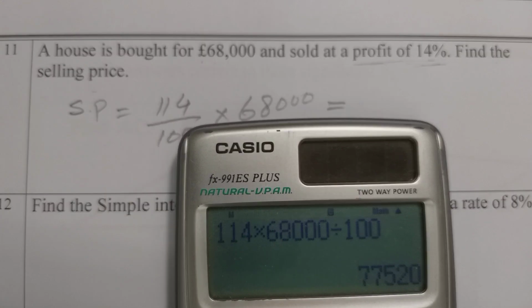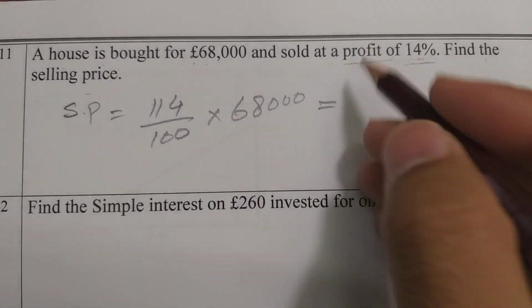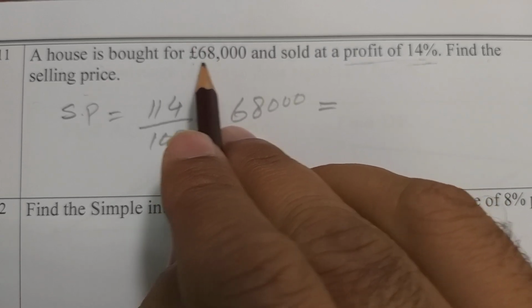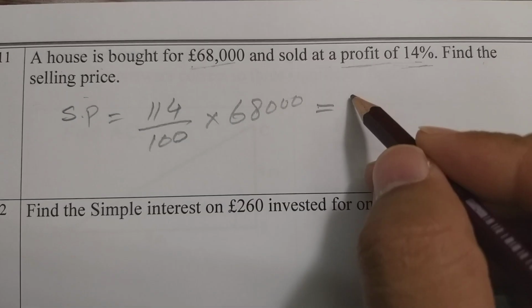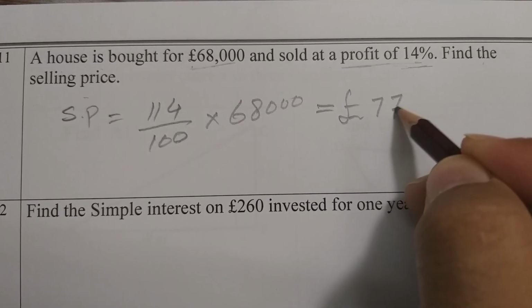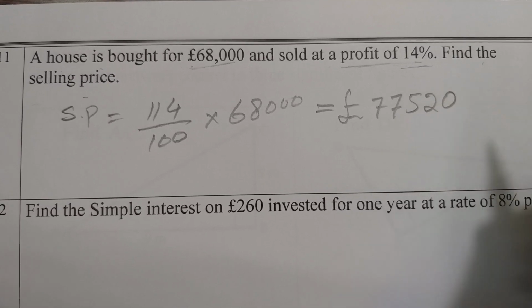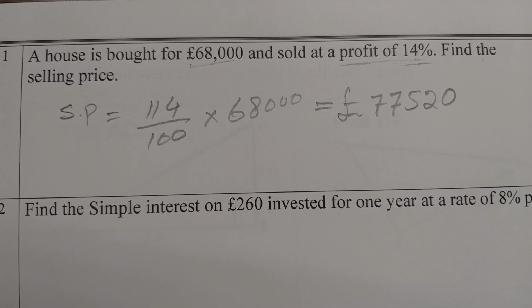So the answer is 77,520. He bought it for 68,000, but he sold it for 77 thousand pounds and 520. So 77,520.